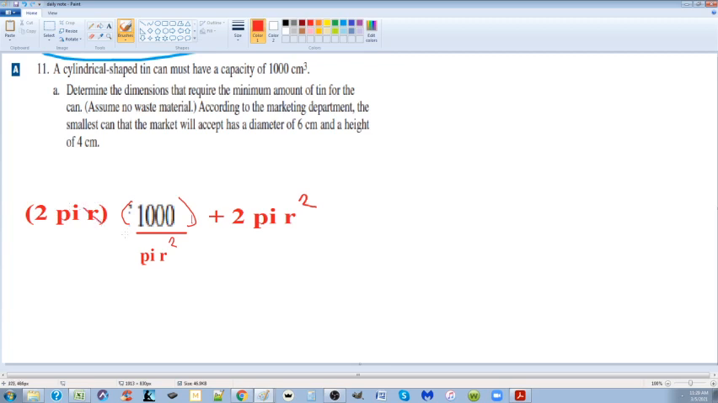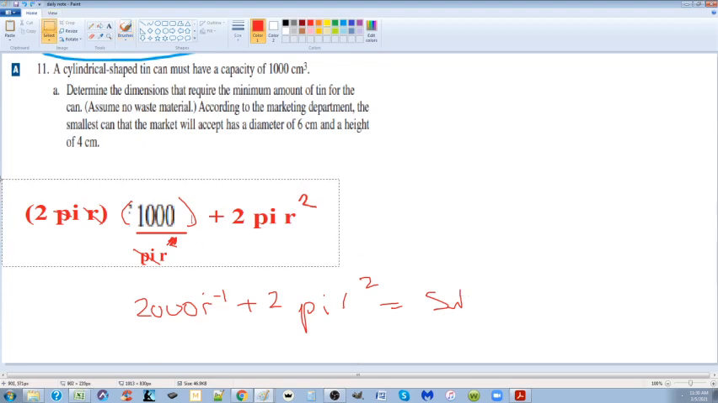Well, what is it? This r cancels out with one of these r's. This pi cancels out with this pi. The 2 times the 2,000, so I just get 2,000 over r, which is the same as 2,000 times r to the minus 1, plus 2 pi, just leave it in pi, r squared. And that's the surface area. So now I want to take the derivative of that, which is actually much easier than the last one we did.